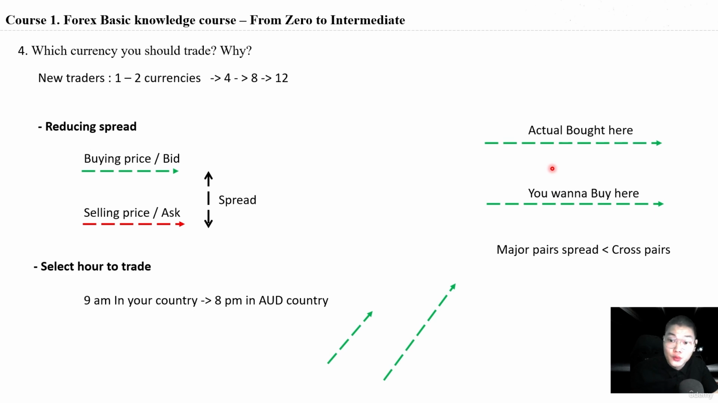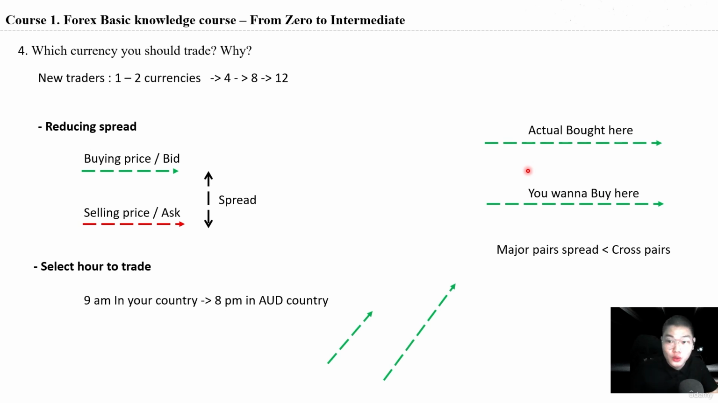And one more thing you need to understand about spread. The major pairs have very high trading volume in forex, therefore the spread is smaller than cross pairs. So this is the reason why I highly recommend you focus on the major pairs first, before you come to the cross pairs.